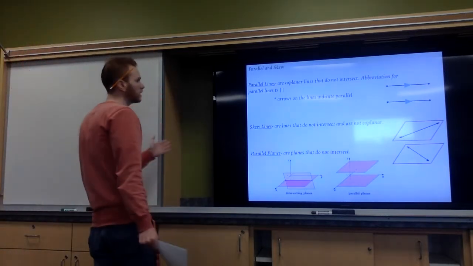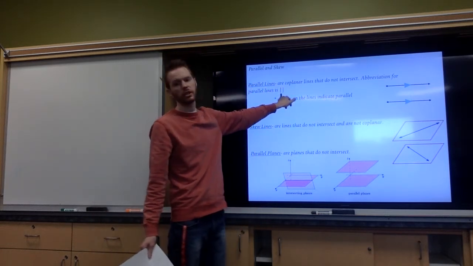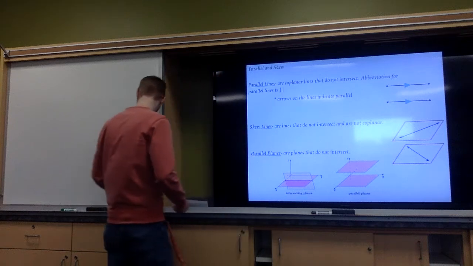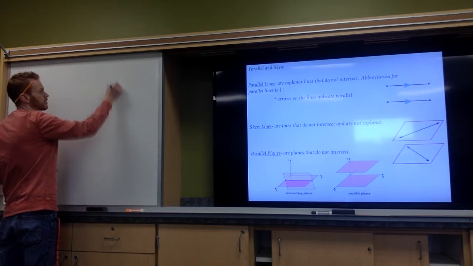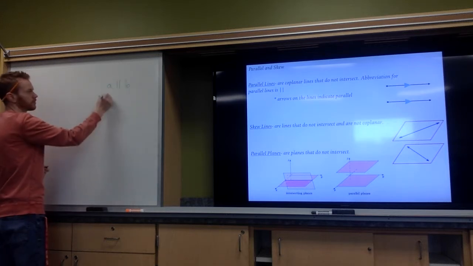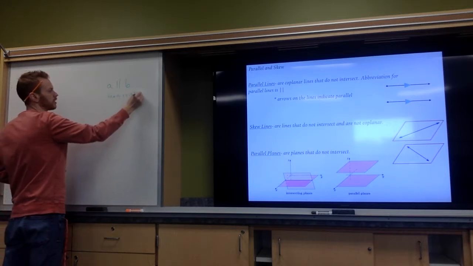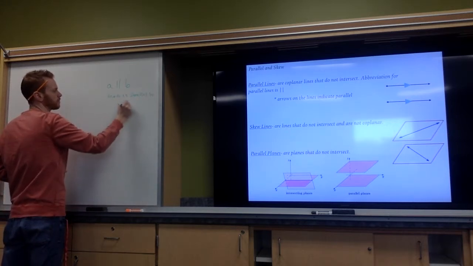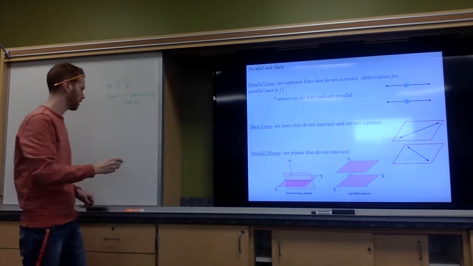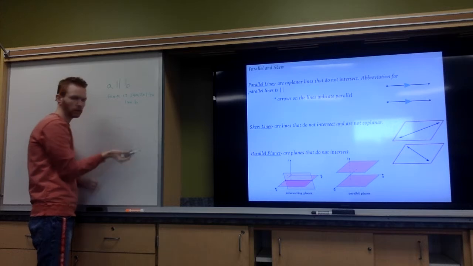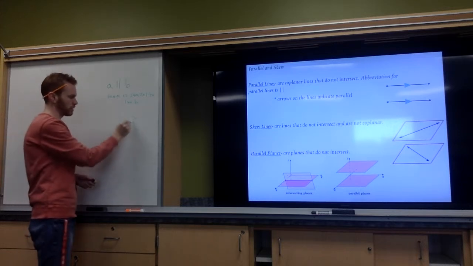We have parallel lines. They're coplanar lines that don't intersect. The abbreviation is this double bar. So for instance, we could say that line A is parallel to line B. So that's what that would say. Visually, we show it by using those arrows over there. If these two lines truly are parallel, we'll put arrows to indicate that. That's what those mean.